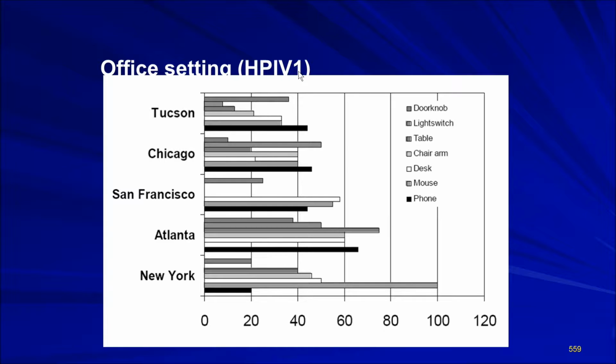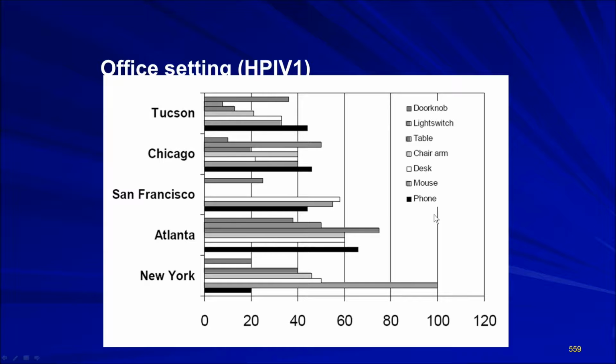These samples were taken in different company buildings in various cities throughout the U.S., such as Tucson, Chicago, and San Francisco, and they were categorized by the type of object they were: doorknob, light switch, table, chair arm, etc. And so you would think that maybe a telemarketer company that shares desks between employees may have a higher contamination of cellular devices.